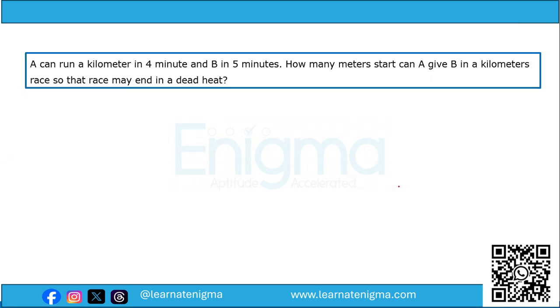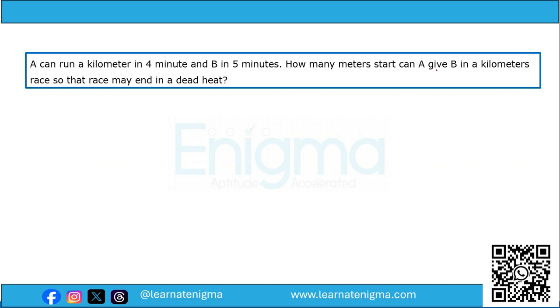A can run a kilometer in 4 minutes and B in 5 minutes. How many meters start can A give B in a kilometer race so that the race may end in a dead heat? The race ends in a dead heat. That means both A and B are completing the race together. That means the time required for A and B will be equal.